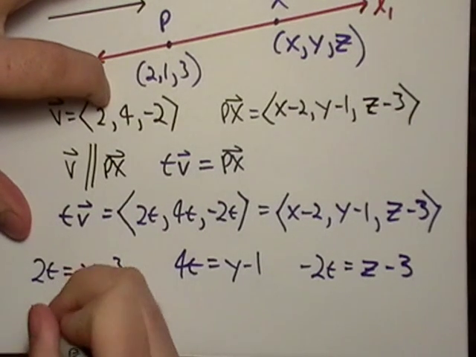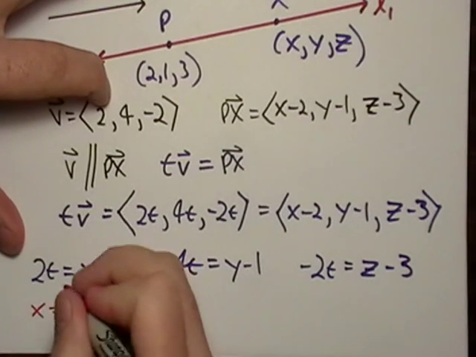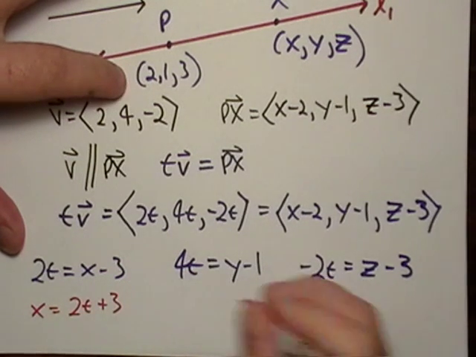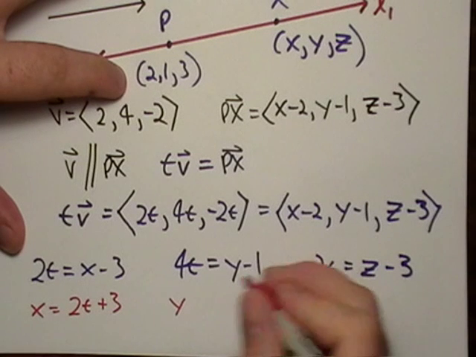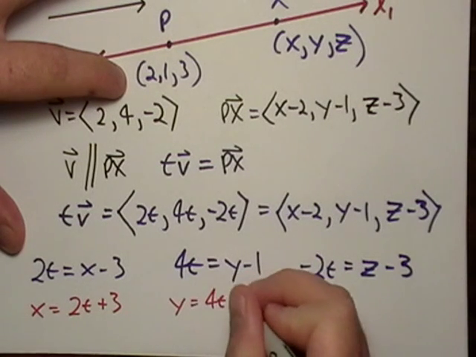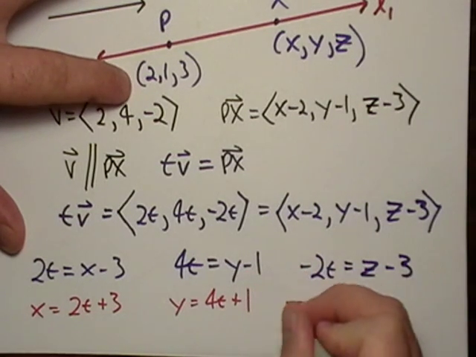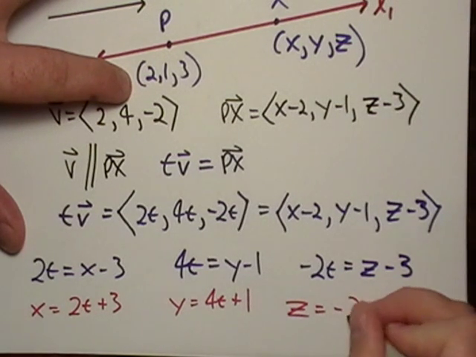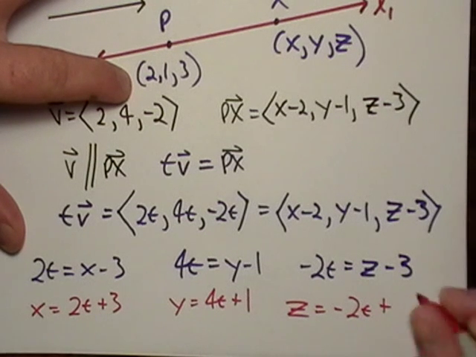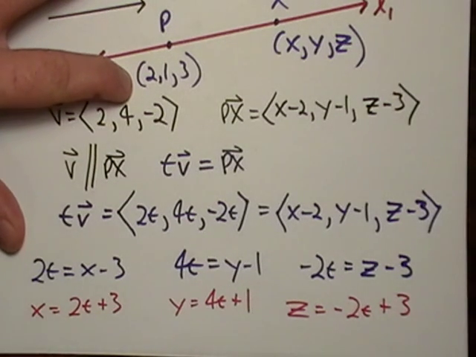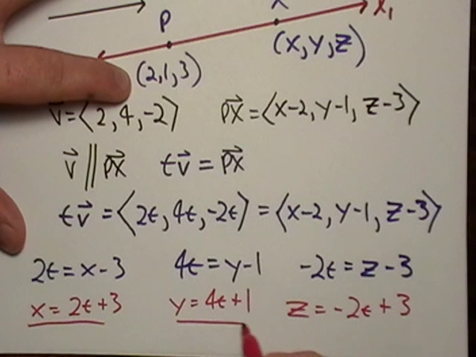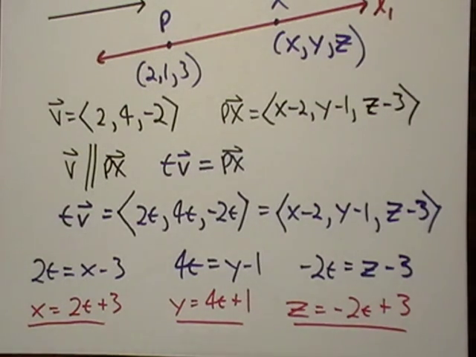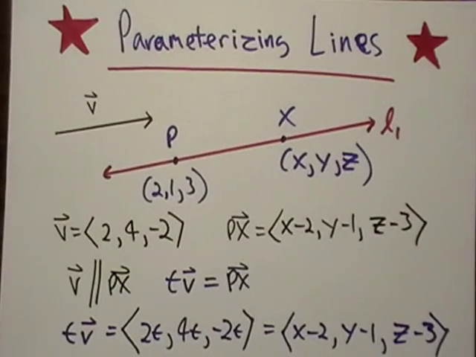Furthermore, if I wanted to get a little fancy, I could solve for x. So we get x equals 2t plus 3. Y is going to be 4t plus 1. Z is going to be equal to negative 2t plus 3. And notice how all these are going to be the parametric equations of this line right here.